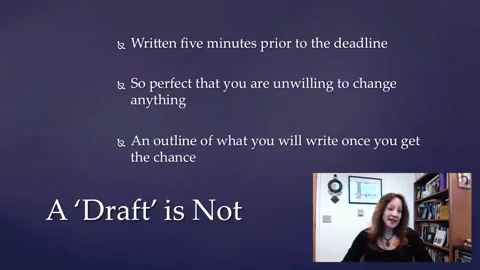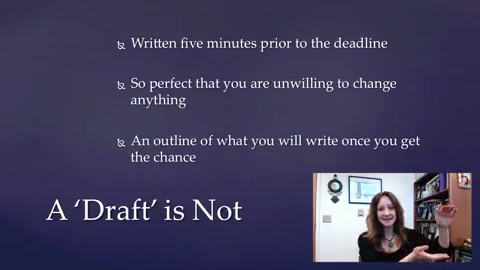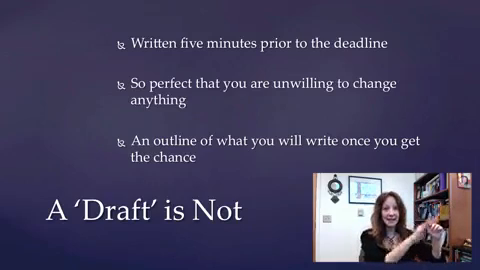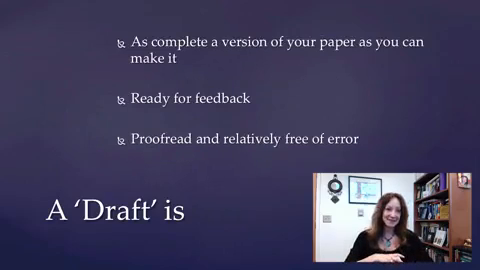It's also not an outline of what you will write once you get the chance. I've seen a lot of drafts over the years where there's a really good paragraph or two paragraphs that are solidly written, and then the writer ran out of time, so listed an outline underneath it. And that's a really good outline, but that's not, for the purposes of this class, a draft. Now for what a draft is.